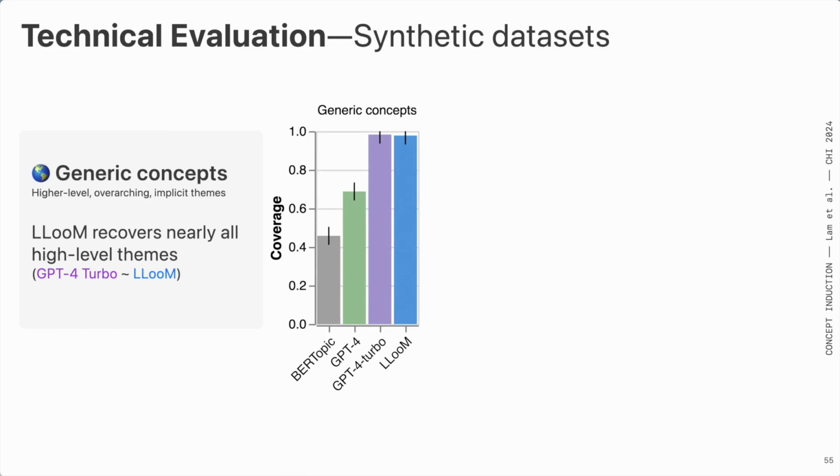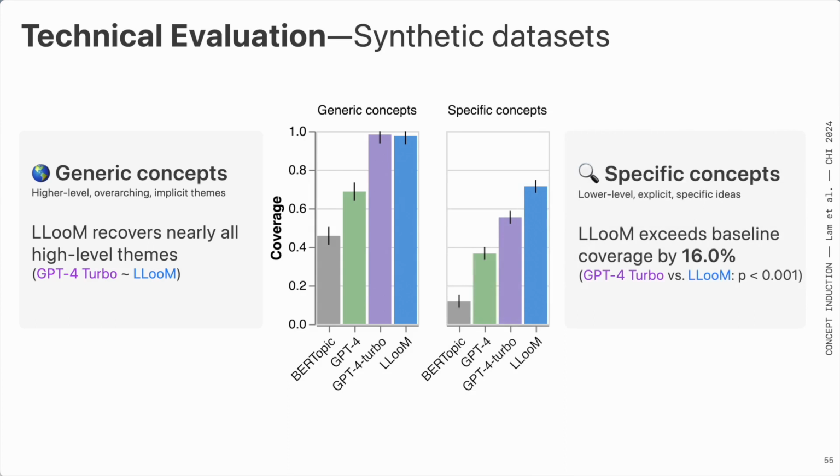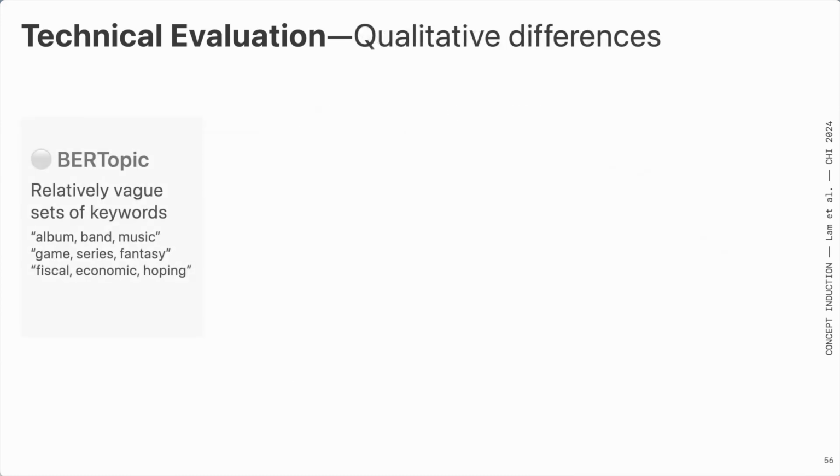For the synthetic datasets, looking at the generic concepts, which are more akin to the topics in the benchmark dataset, we find that LLooM achieves a very high concept coverage, as does GPT-4 Turbo. But when we look at specific concepts, the more nuanced ideas in text, LLooM significantly exceeds all baselines. And this difference comes through qualitatively.